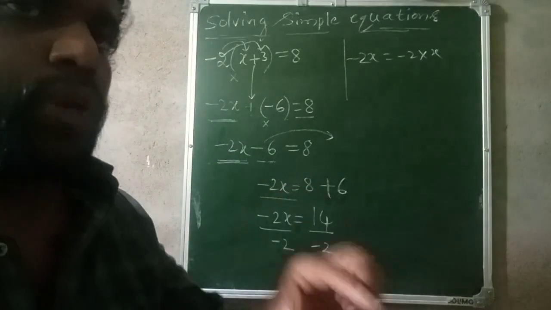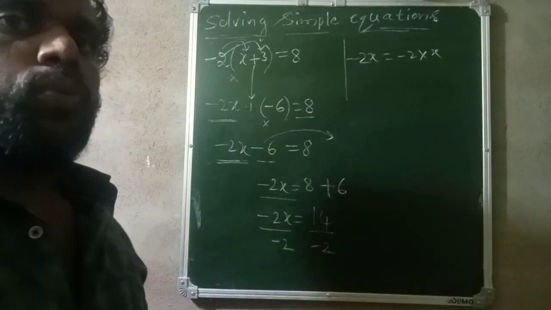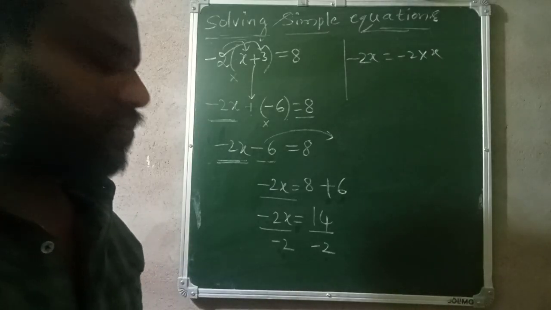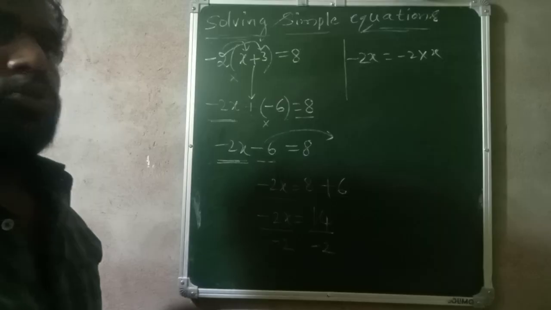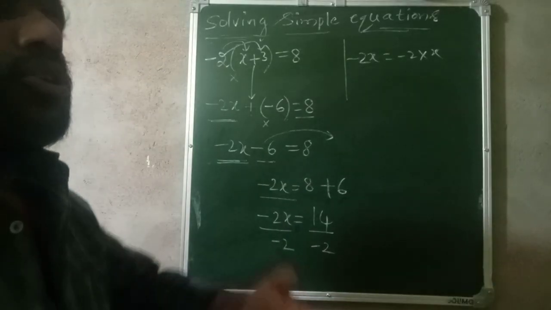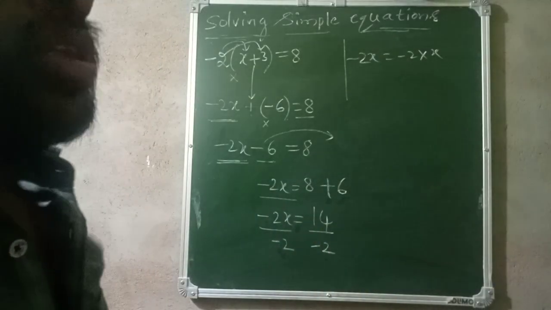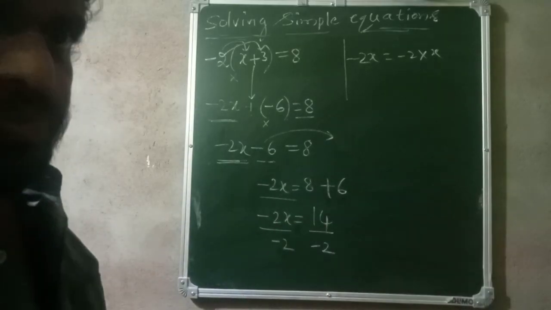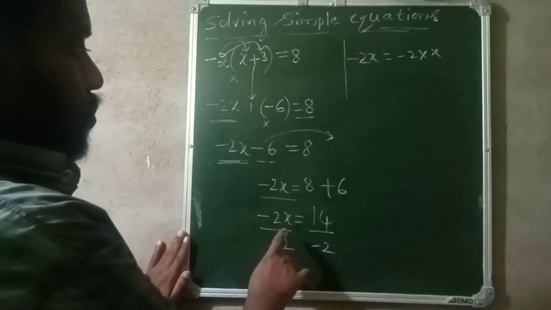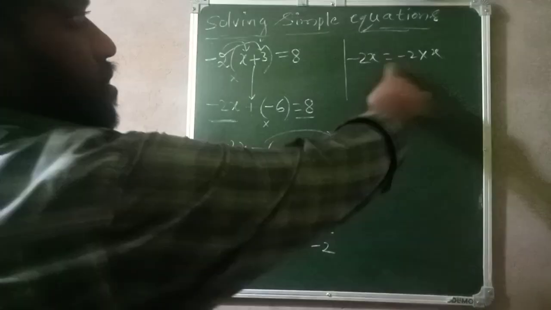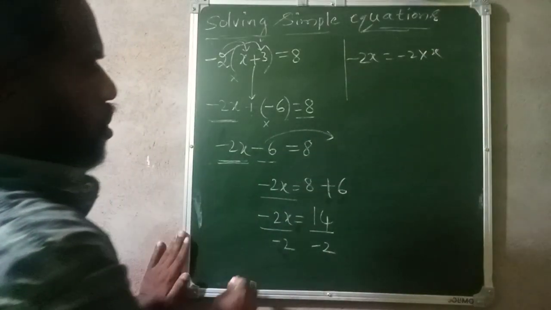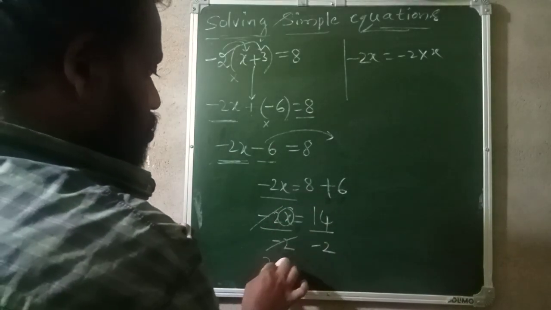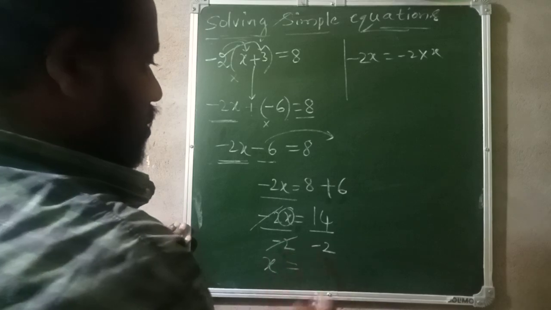If you divide only one side by minus 2, what will happen? That will become wrong. The equation will become wrong. So to make the equation correct, or balanced, you have to divide both sides, this side and this side, by the same number, minus 2. Because of the multiplication between minus 2 and x, you can cancel minus 2 and minus 2. Now what is left?